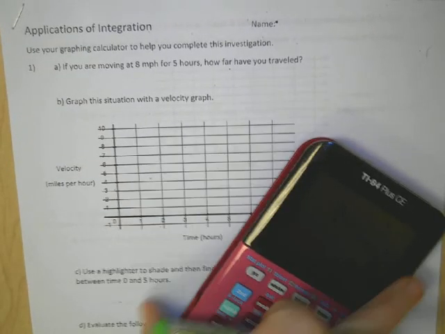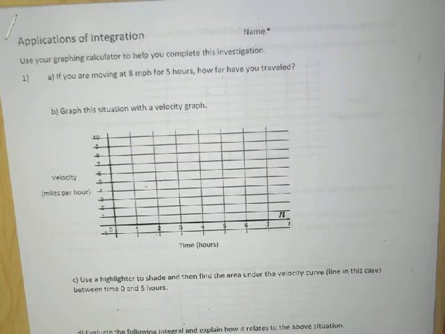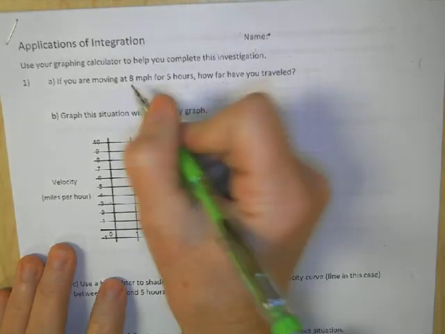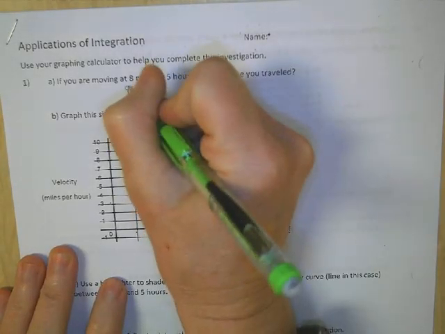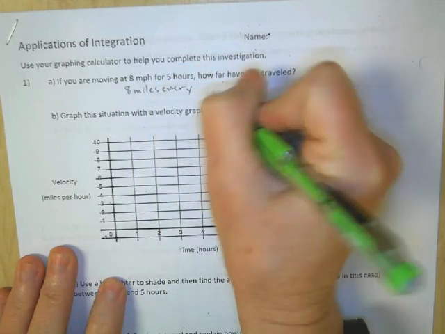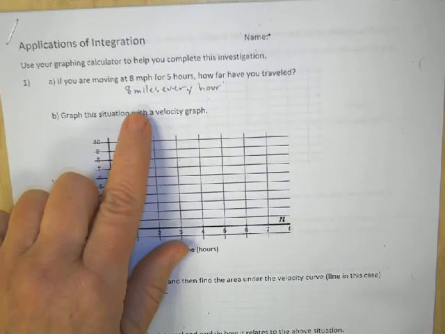Okay, so first of all, you are moving at 8 miles per hour. Man, you're fast. You're going for 5 hours. How far have you traveled? Okay, 8 miles per hour means that you're going 8 miles every hour. For those of you who are unclear on what MPH means, you're going 8 miles every hour.